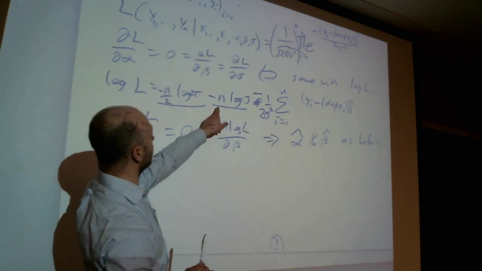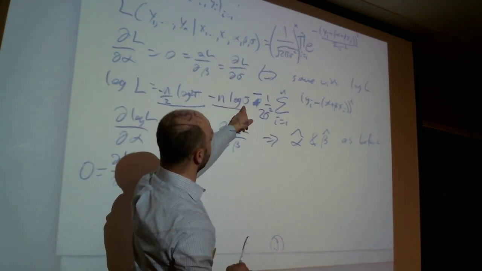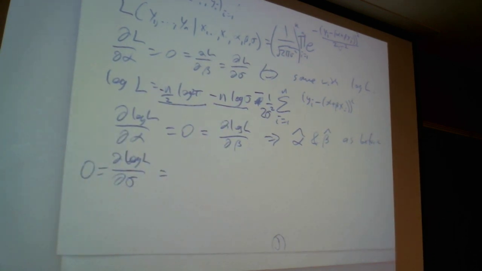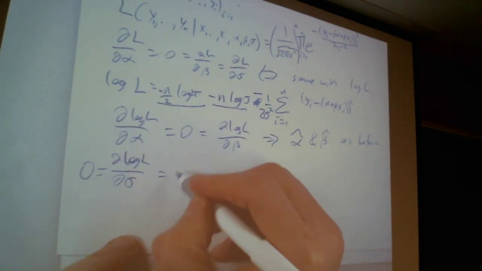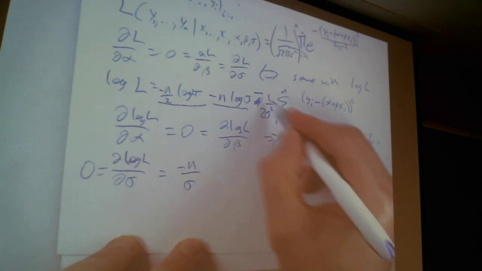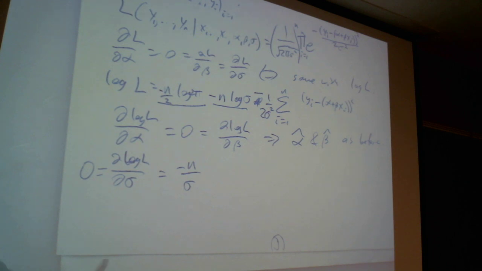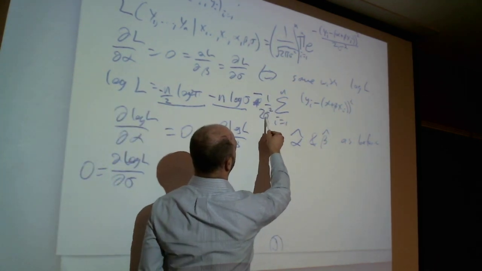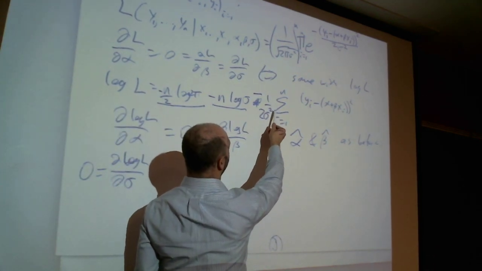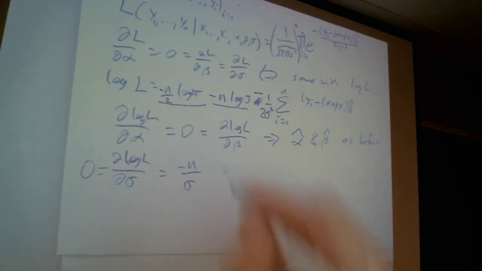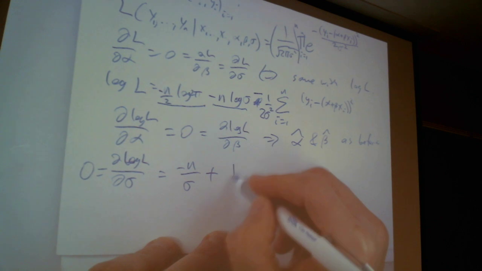This is negative n log sigma. So the derivative of log sigma is 1 over sigma, right? We're differentiating with respect to sigma, so I get a negative n over sigma. And here I get a negative, well, this is sigma to the minus 2. If I differentiate sigma to the minus 2, a minus 2 comes down, kills off the minus a half, and leaves a plus sigma to the minus 3, 1 over sigma cubed.